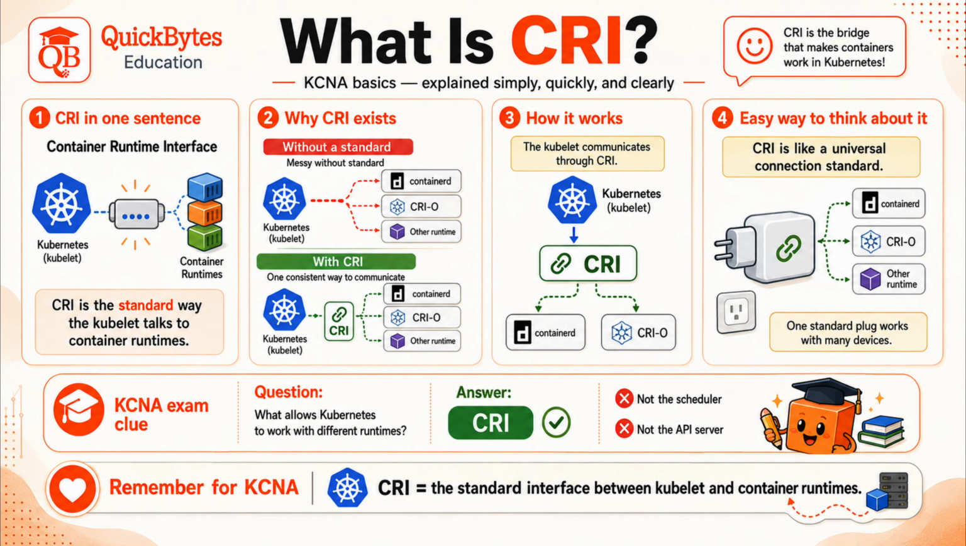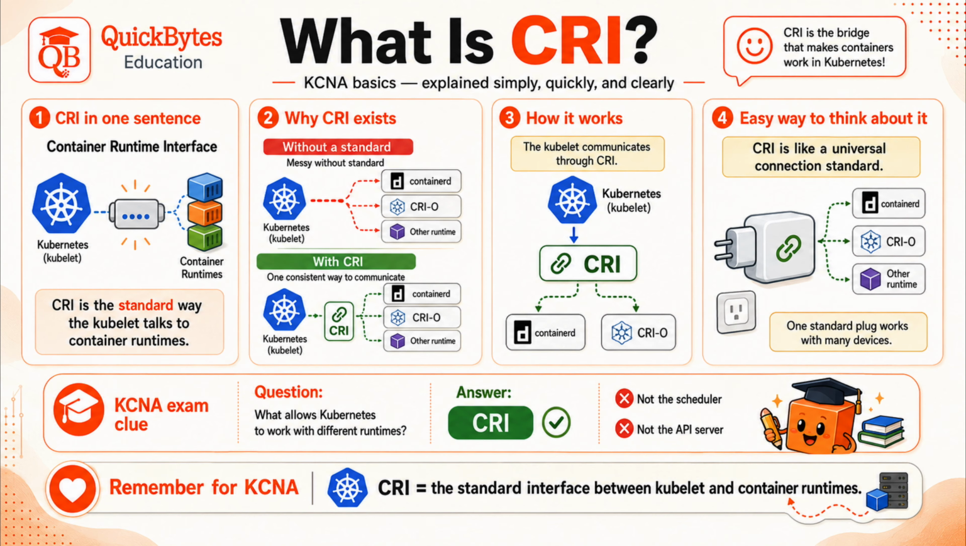Now let's talk about CRI. CRI stands for Container Runtime Interface. That sounds fancy, but the idea is simple. CRI is the standard way the kubelet talks to container runtimes. Without a standard interface, Kubernetes would need custom code for every runtime. That would be messy. Instead, CRI gives Kubernetes a consistent way to communicate with different runtimes. So whether a cluster uses Containerd or CRI-O, the kubelet can still communicate through the Container Runtime Interface.